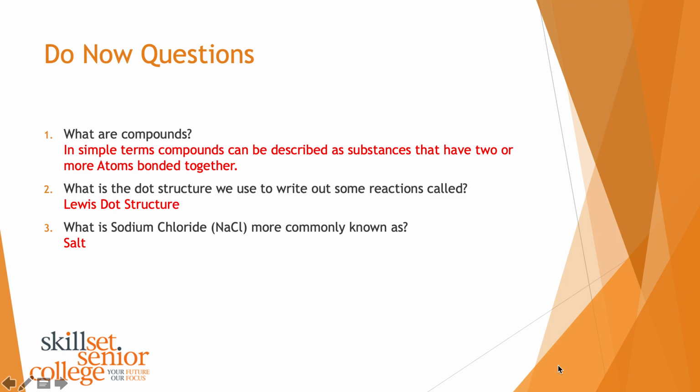What is sodium chloride, more commonly known as? Well, it was table salt, or just salt. So we saw that reaction in the last lesson as well. How do we make that? The sodium had 1 valence electron and chlorine has 7. So they quite easily react together. And when they do, they create salt.